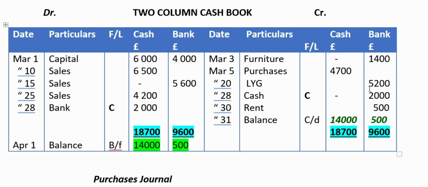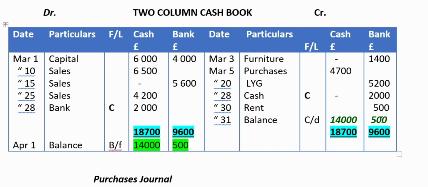Then in the bank column, at the credit side, we have 1,400, 5,200, 2,000, and 500, which is the rent. When added together, it's going to give us 9,100. 1, 2, 3, 4. These 4 items are going to give us 9,100. And remember, at the debit side, we have 9,600. So 9,600 less 9,100, the total of what is in the bank column, we are going to have a balance of 500.